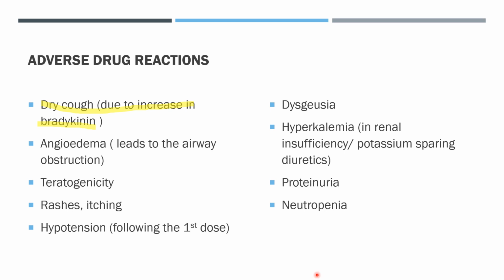During pregnancy, it causes teratogenicity, rashes and itching, hypotension following the first dose, dysgeusia, hyperkalemia in patients having renal insufficiency or who are undergoing treatment with potassium-sparing diuretics, proteinuria and neutropenia. Proteinuria and neutropenia are the two adverse reactions that occur very rarely.